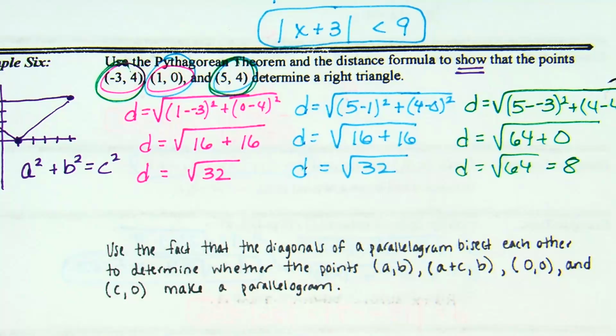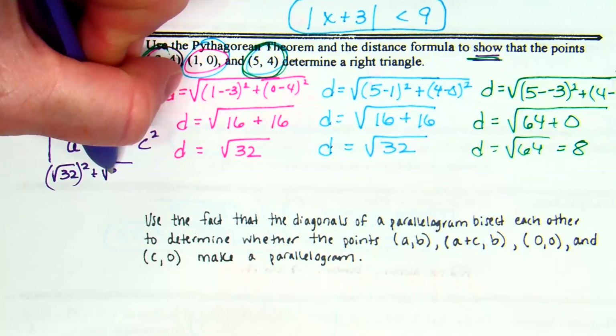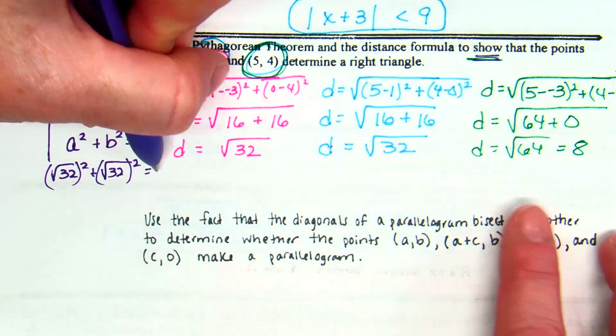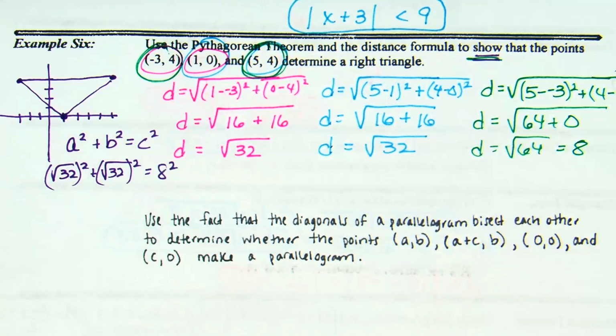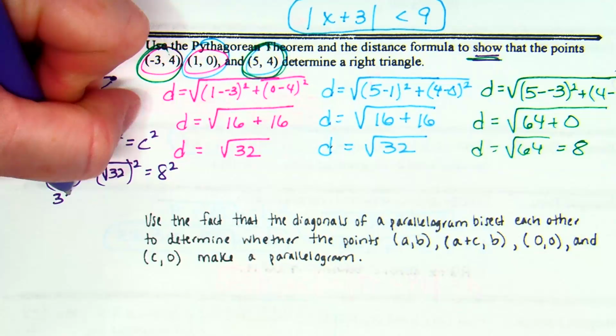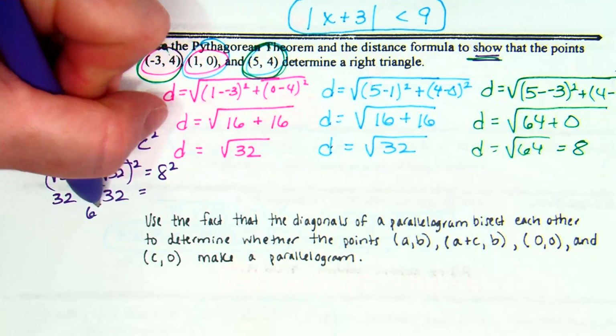So right here I'm doing a squared. I'm going to do square root of 32 quantity squared, plus square root of 32, quantity squared, equals 8 squared. Or if you prefer, square root of 64 squared. So what happens when you square a square root? Yeah, it's not a square root. So 32 plus 32, which is 64, which just so happens to equal 8 squared.